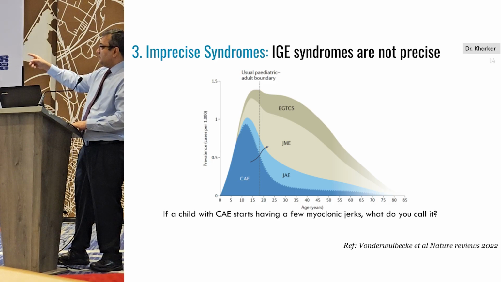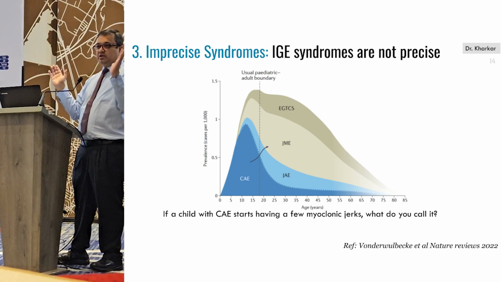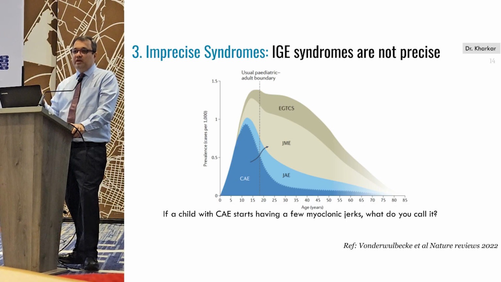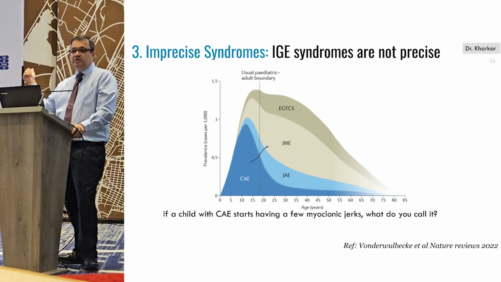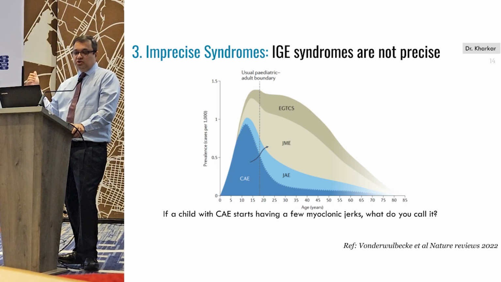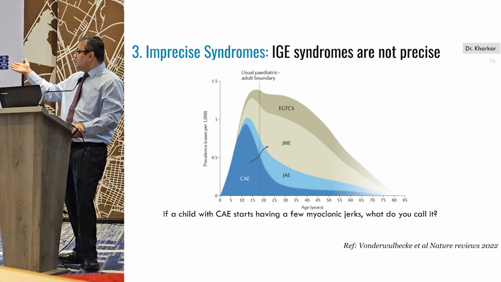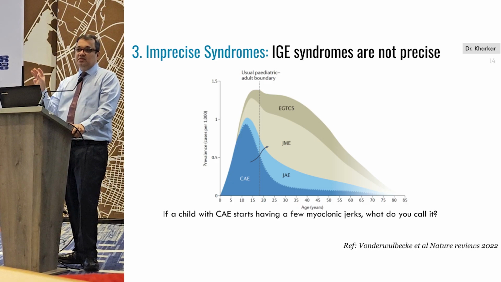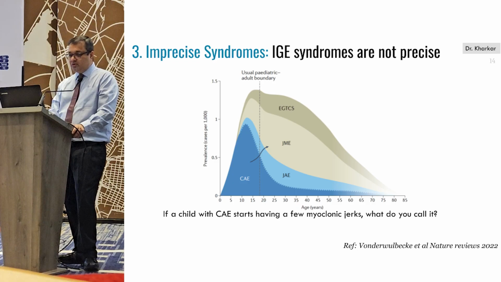Childhood absence epilepsy, we have been taught, is a condition where the person just blanks out. But many of them, as they become older, develop generalized convulsions. Juvenile absence epilepsy, one of the classical things is that it has more chances of having generalized tonic-clonic seizures as compared to childhood absence epilepsy. So it is the predominant seizure type that makes you determine something as a particular syndrome.